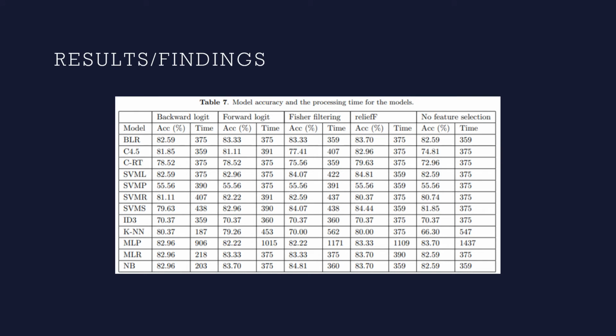This is also another screenshot from the paper itself. It just shows you the different accuracies and how long it took the machine learning algorithm to perform the classification for each of the different feature selection methods. And then finally on the right side, on the whole data set.